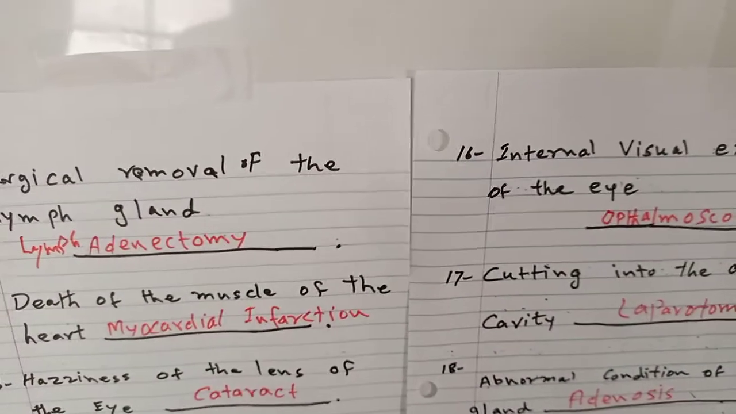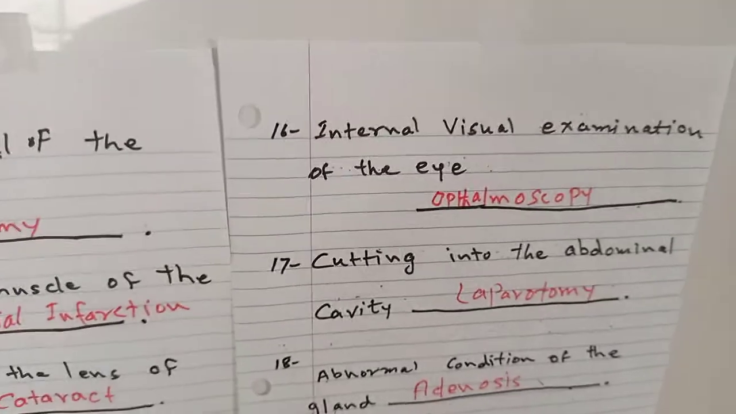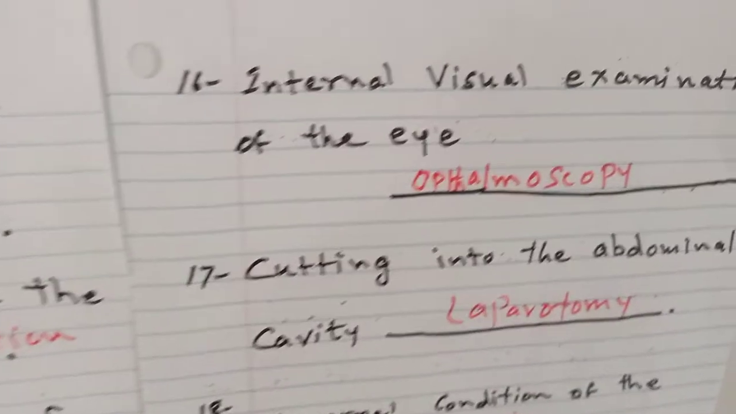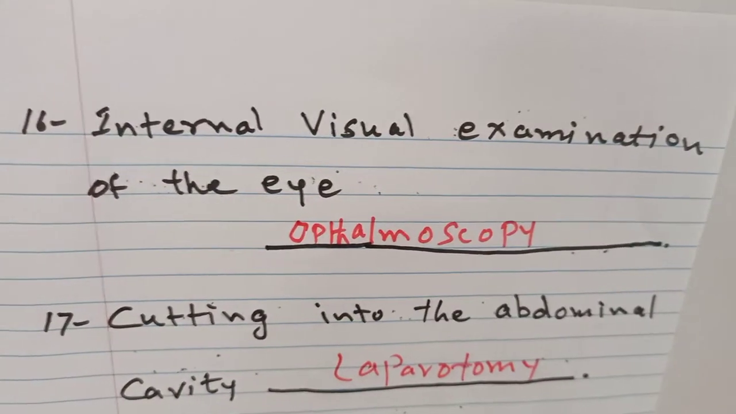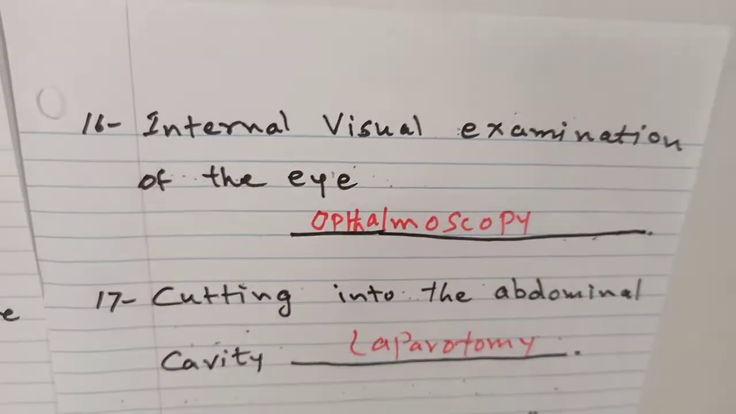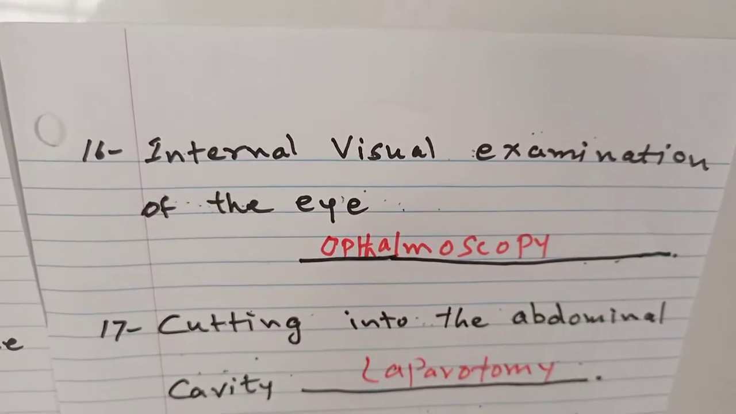Next question, 17. Internal visual examination of the eye: ophthalmoscopy. Ophthal means eye. Scopy means internal visual examination.